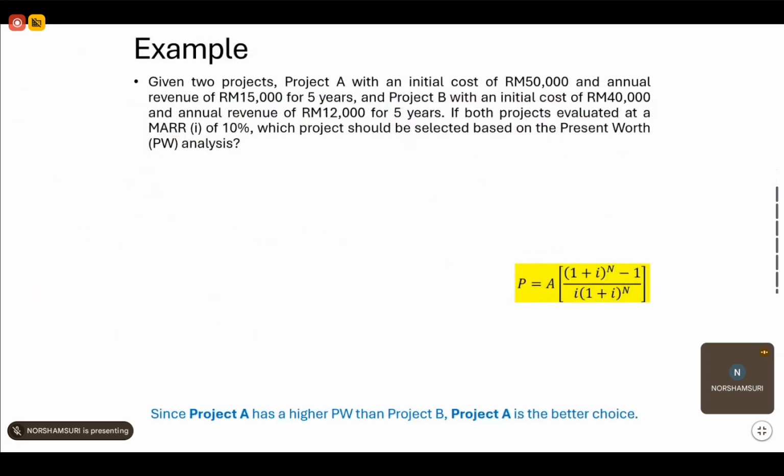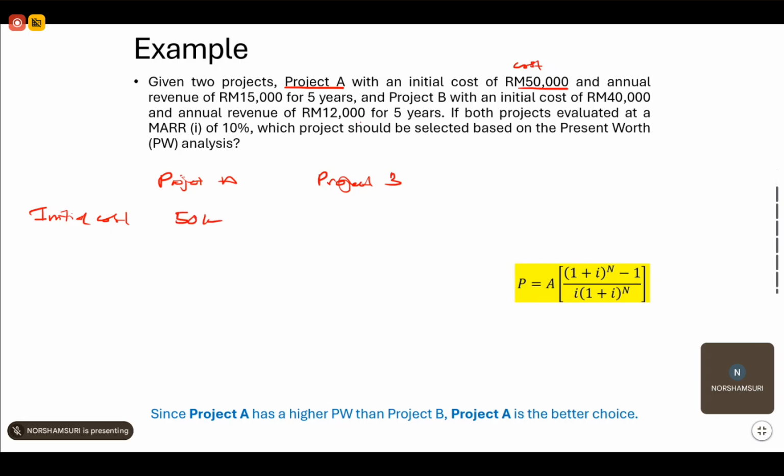Okay, we go to the question just now. Example. Given two projects. So we have project A, which has an initial cost of 50,000. We can put project A and project B, and put here initial cost: 50,000.